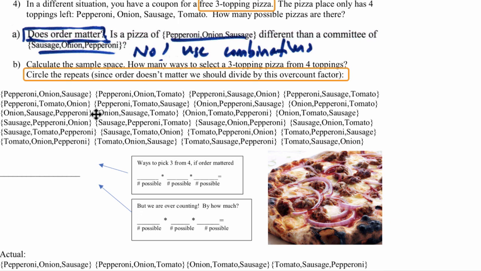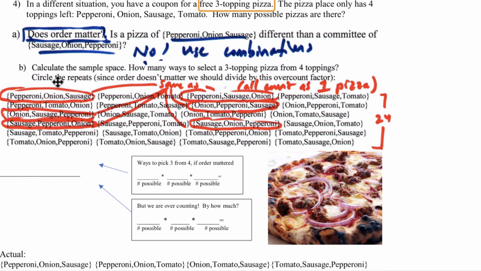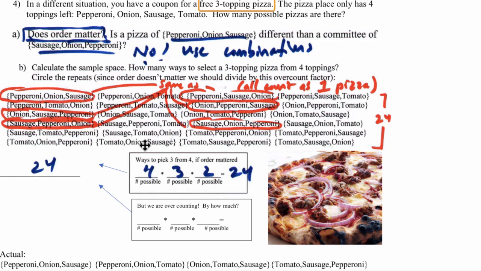So what we want to do is, again, combination is almost the same formula, but I want to count all of these as the same thing. You know, pepperoni, sausage, onion, sausage, pepperoni, all of these should really just count as one pizza. And so first, again, let's pretend if order did matter, from the previous problem, the number of possibilities is 4 times 3 times 2, or 24 different pizzas. But I'm overcounting. By what factor?